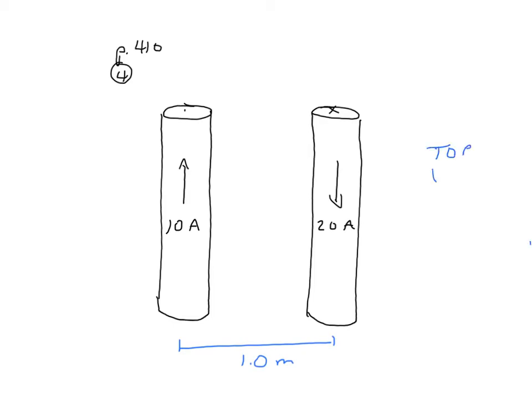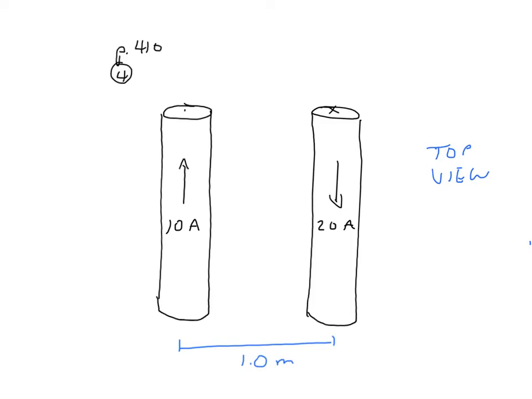I have, first of all, a top view, and if you take a look at these two wires, let's take a look first of all at this guy over here. I have a current of 10 amps going up in this top view, and I also have a current of 20 amps going down this way. First of all, you can see they're going in opposite directions.